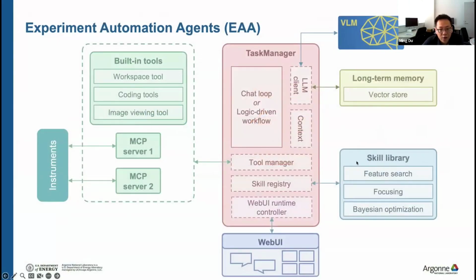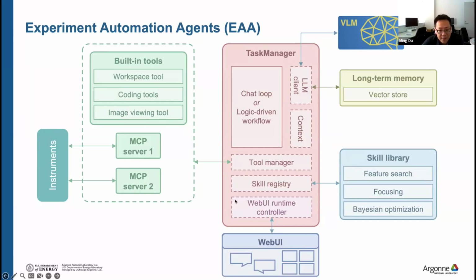So overall, the framework that we have built is called Experiment Automation Agents, or EAA. The architecture looks like this. What's central in this whole architecture is what we call a task manager. For a typical generic LLM agent chat loop kind of application, we have a pretty generic chat loop here, and the task manager manages the LLM client, it manages the context, and also maintains the registry of tools and also skills.